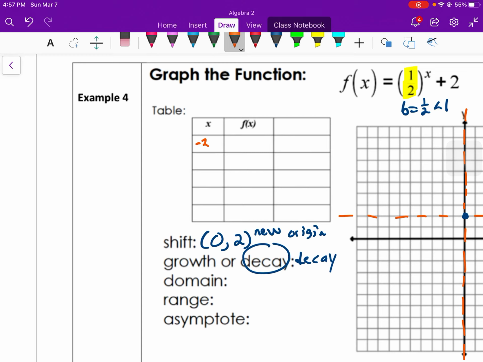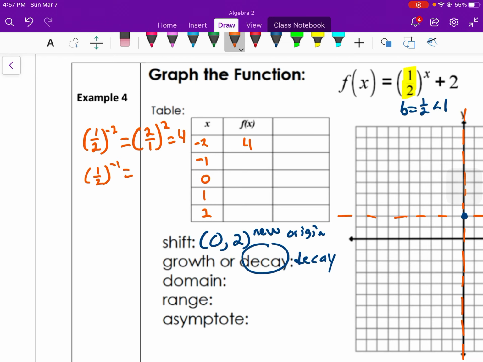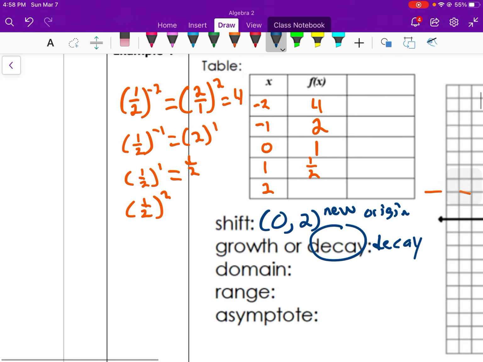Inputs, we want the same inputs, -2, -1, 0, 1, and 2. And then we're now taking half to that power, these powers of x. So let's do the first one. It's half to the -2 power. So we take the reciprocal, so now it's 2 over 1, or just 2 squared, and that's 4. Then we have half to the -1st power, so that's 2 to the 1st. Anything to the 0th power is 1. Then we have half to the 1st, so that is just half, and then half squared. Now is where you can see some good practice of, if it's a quotient, you distribute to the top and the bottom. So 1 squared over 2 squared is 1 over 4, 1/4.